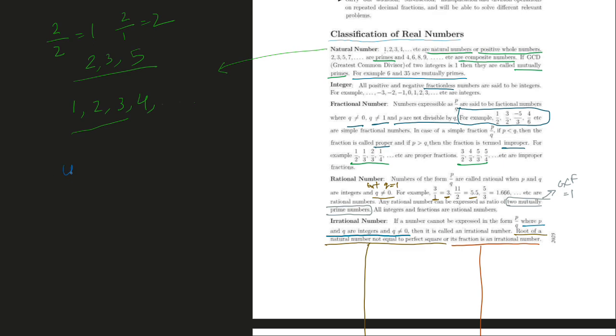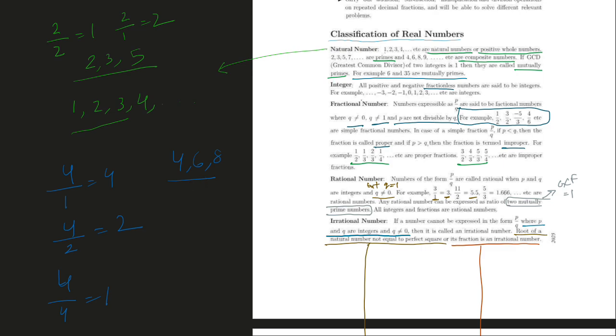For example, if we take 4, we can divide it by 1, we'll get 4. If we take 4 and divide it by 2, we get 2. If we take 4 and divide it by 4, we get 1. So these types of numbers like 4, 6, 8 are composite numbers. Okay, and then there are integers.